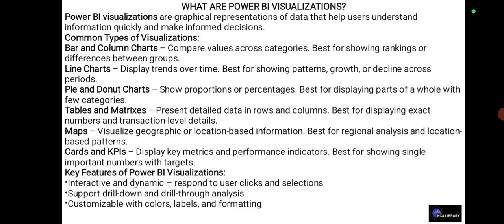For bar and column charts, you can use them to compare values across different categories, and they are even best for showing rankings. If you want to show rankings or differences between groups, you visualize it using bar and column charts. Then line charts, you can use them to display trends over time. It's very suitable for showing patterns, growth, or when there is a decline across periods. But for pie and donut charts, it's very important to visualize proportional percentages. So if you want to display a part of a whole, you make use of a pie chart.